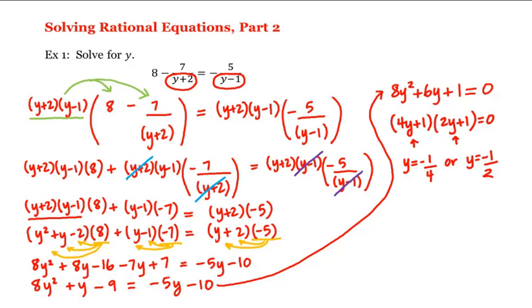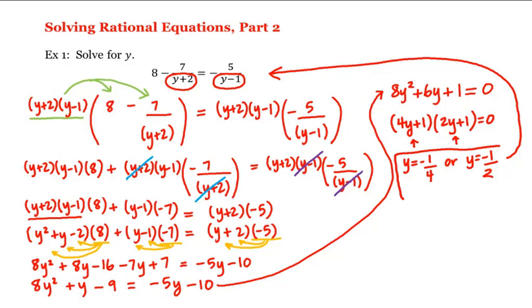Now, when solving rational equations, it's very important at this point to check and make sure that these values do not make these denominators 0. And they don't. The only excluded values would be −2 or 1, and neither of these values are −2 or 1. So both of these would work. So this would be our answer here.